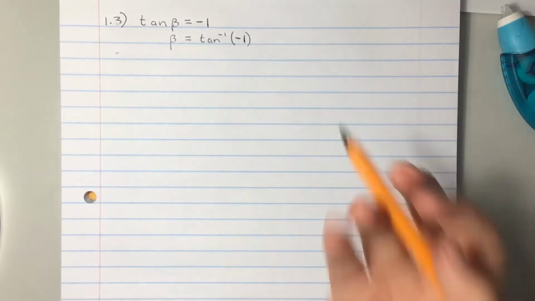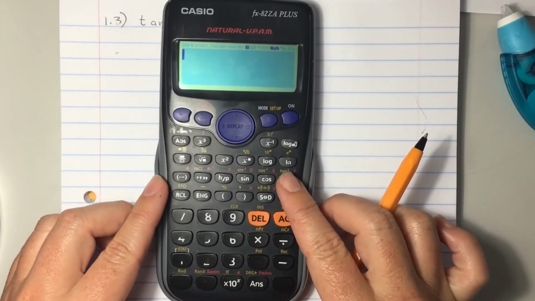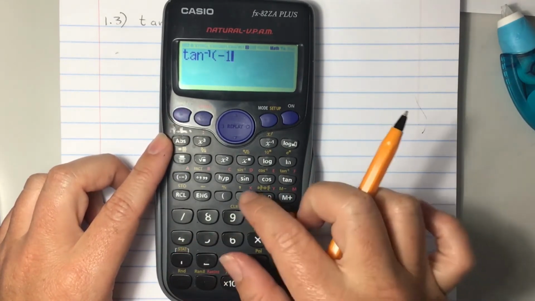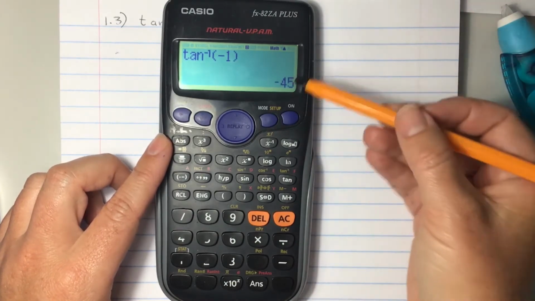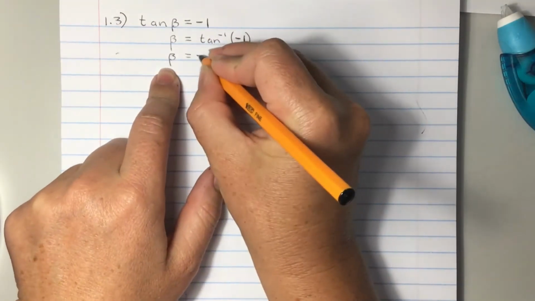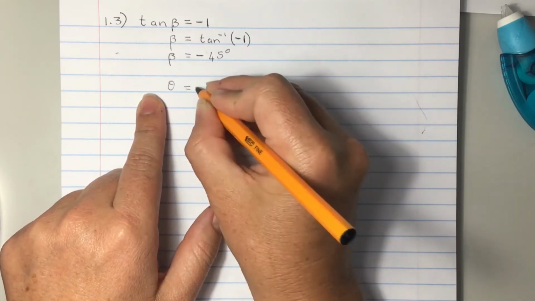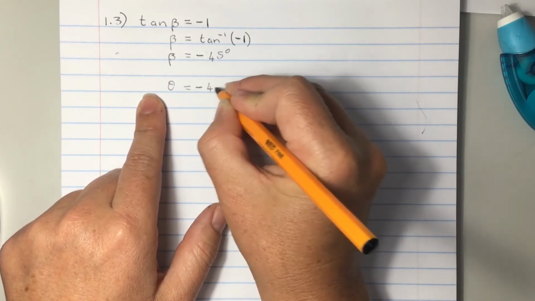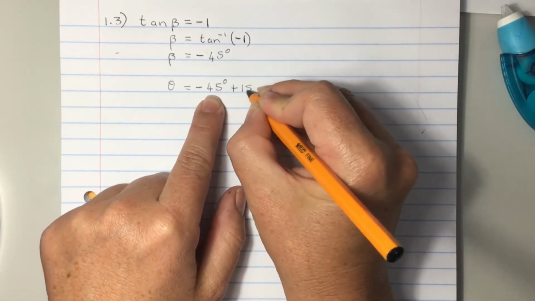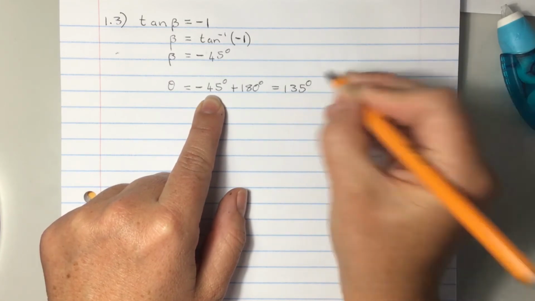So on your calculator, just a reminder, we have tan over here. So to get our tan to the -1, we're going to go shift, tan, -1 inside, push equals, and we get -45. So beta is equal to -45 degrees. So to get to theta, we're going to have to add 180 degrees onto that, because this is going in the wrong direction because it's a negative angle. So I add 180 degrees, which gives me 135 degrees.